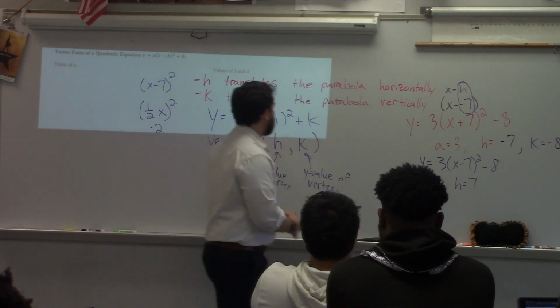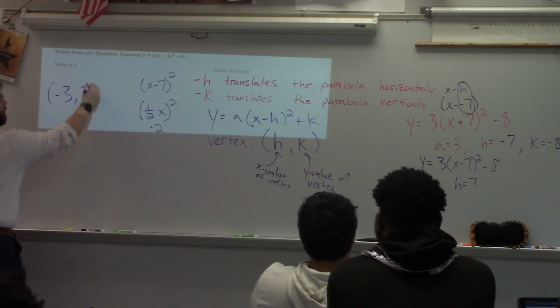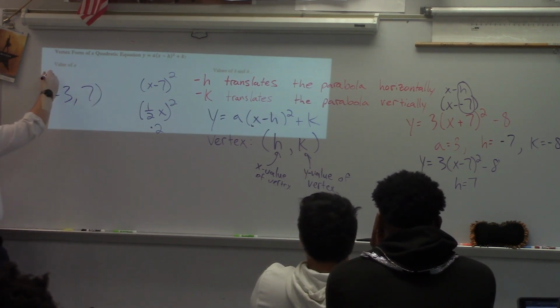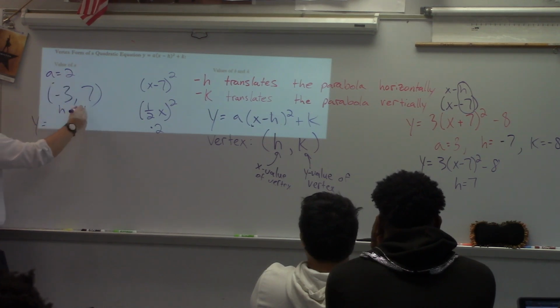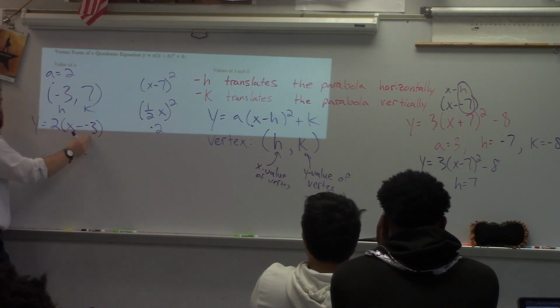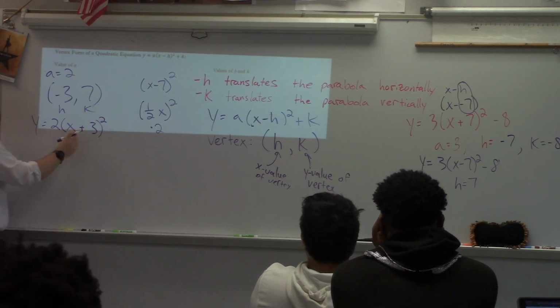Let's say we have this point right here, and I'm just gonna make up an a value of 2. If I want to write this equation, that's my vertex. So I get 2 parentheses x minus what? Negative 3, because I'm subtracting a negative 3. That's what I know.